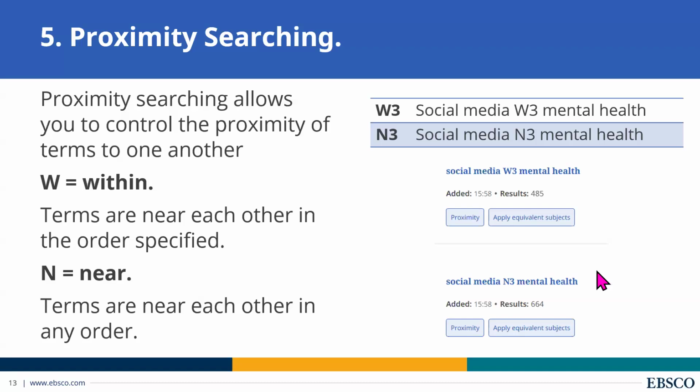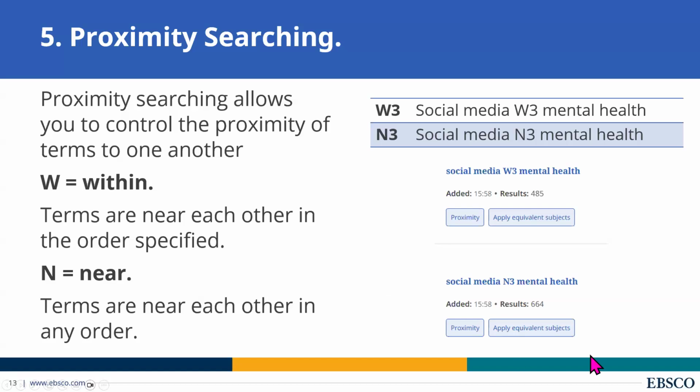So again, I've got a couple of search examples to show you here. So in this case, I've got social media within 3 words of mental health, and you can adjust that precision distance as well. I've used 3 words. You could use 5, you could use 4, you could use 10. It's up to you. Social media within 3 words of mental health, 485 results. So social media and mental health must be in that order because within search, it must be the order specified.